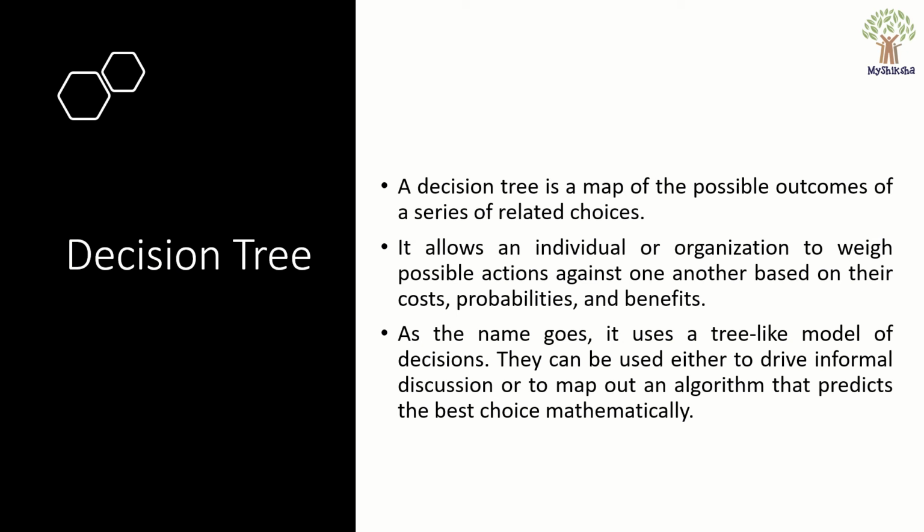So, what we are trying to do is construct a tree. How does a tree look? The tree has its own branches, and each branch can have its own sub branches. So, we are trying to create a decision tree in this format so that you are able to traverse through a decision making process with the help of the data that is available with you. As the name goes, it is more like a tree-like model of decisions. They can be used either to drive informal discussion or to map out an algorithm that predicts the best choice mathematically.